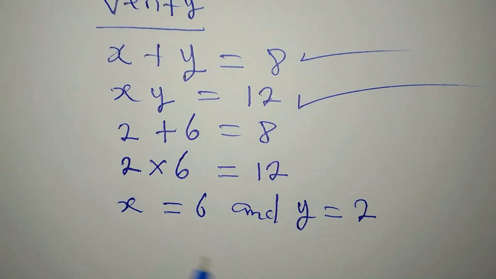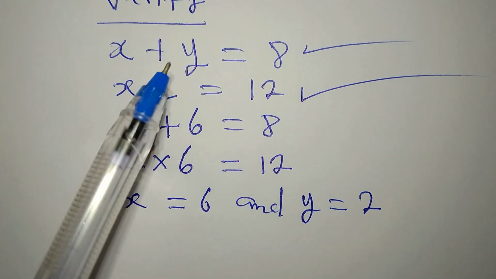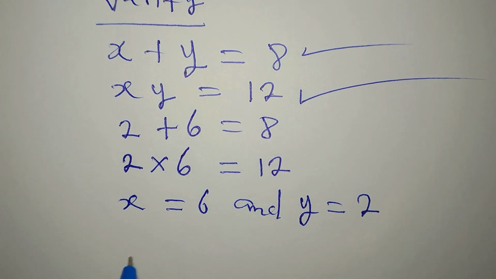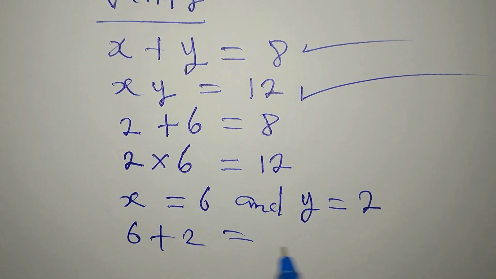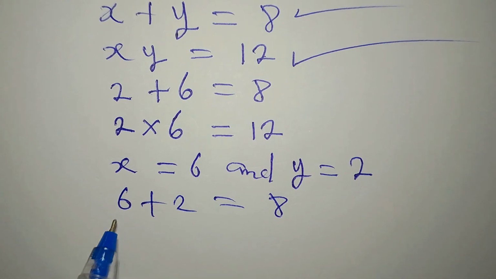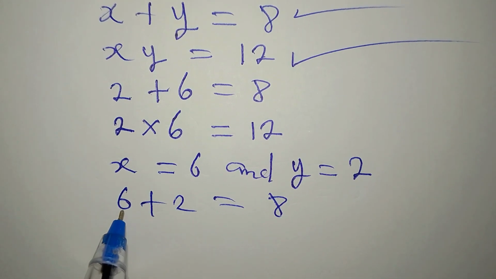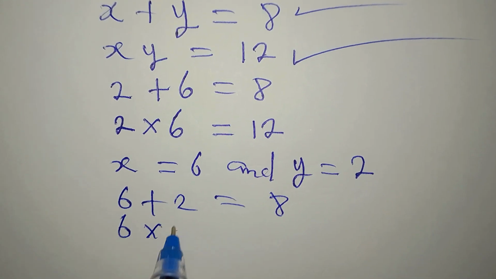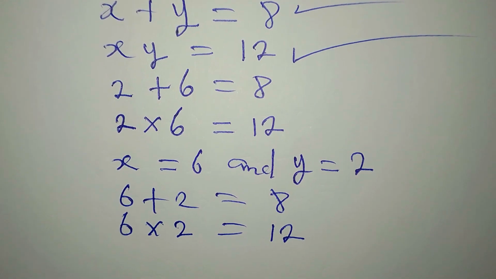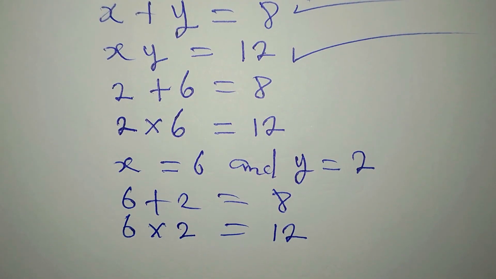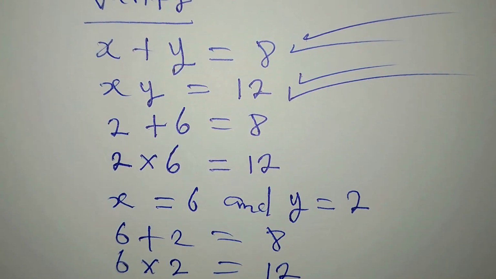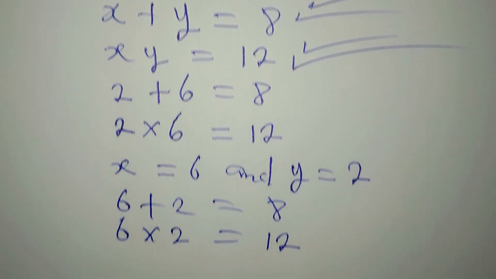So if you put 6 plus y, and y is 2 now, 6 plus 2 will still give us 8, right? And then xy is 6 times 2, and this is giving us 12. So what does this mean? It means that this is also satisfied, and this is also satisfied, right?